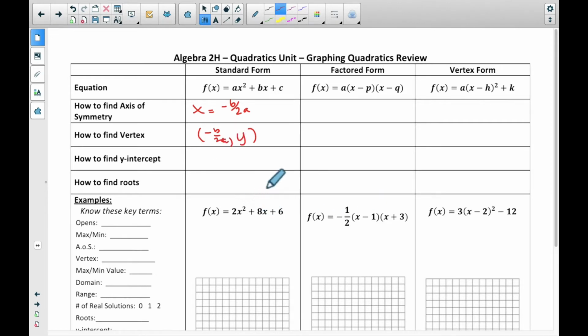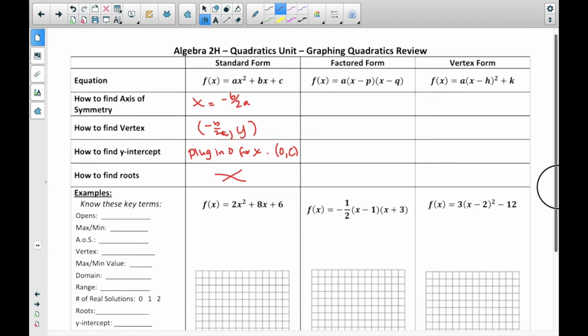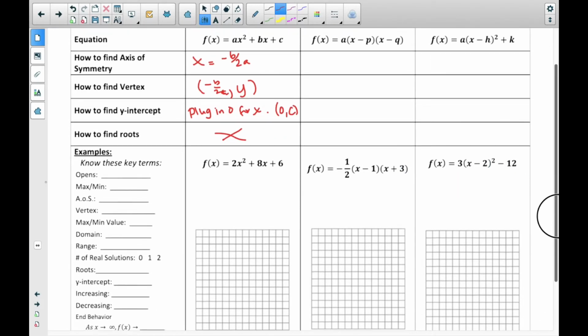How to find the y-intercept? It's very simple. You plug in a 0 for x. And basically what happens then is your y-intercept is just c. You just take this last number and that's your intercept. Now the roots, we haven't learned that yet, so we're going to skip that for now. Okay, now let's go through an example of standard form and how to do all this stuff.